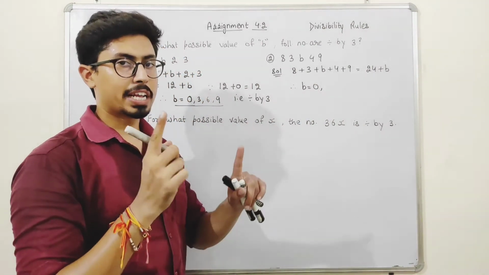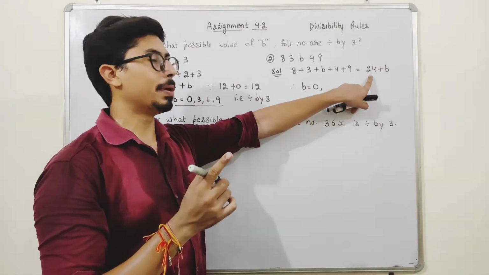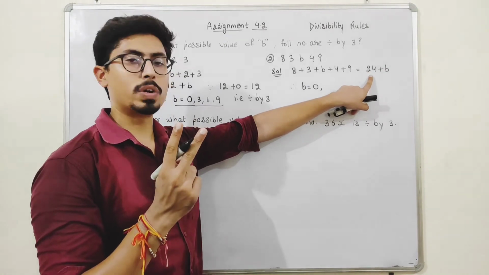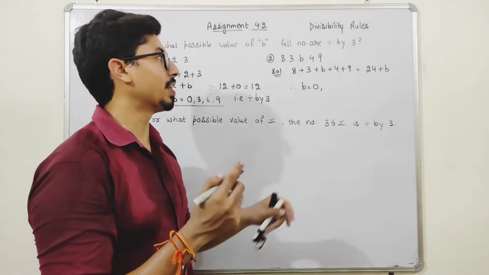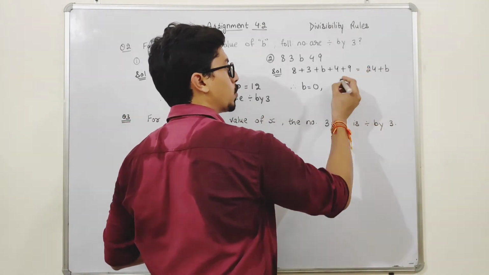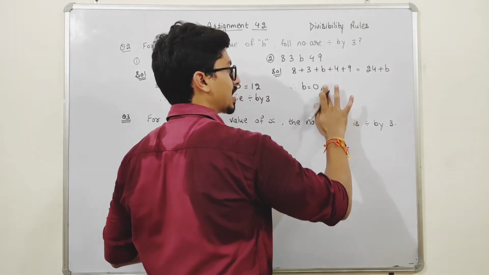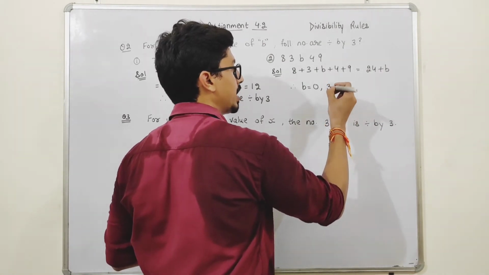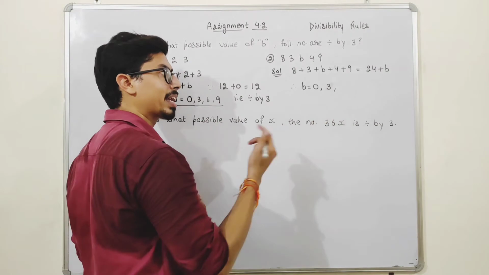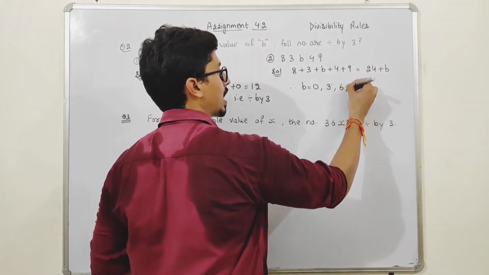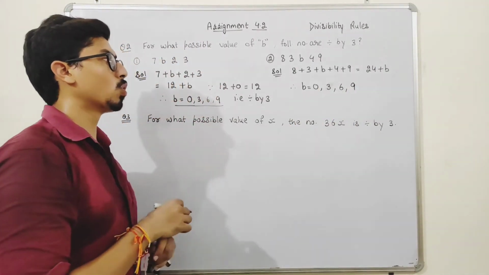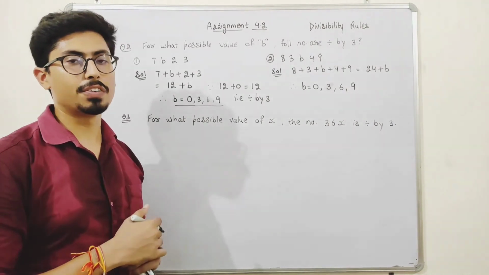Now, I can't take 1 because that will be 25. 2, no, 26. 3, yes, 27. If I take 3, it will be 27. So yes, I can take the value of b as 3. See, the gap is 3. So I can take 3, 6 and 9. So 0, 3, 6 and 9 is our required answer.